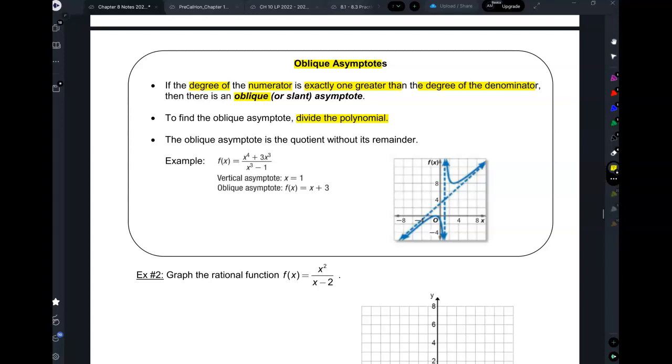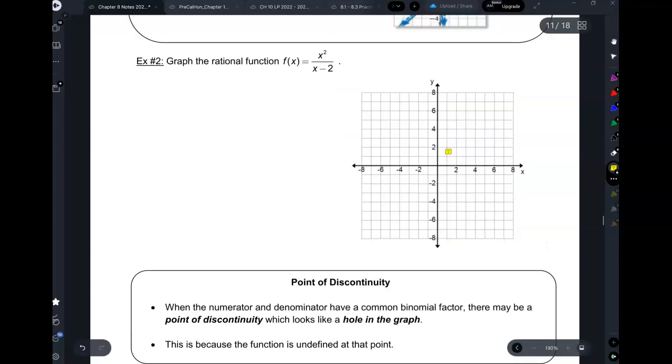Okay. So the oblique asymptote, when you do the division, is the quotient without the remainder. So you throw away the remainder and it's just the quotient. So here, the vertical asymptote, right? X cubed equals 1, x equals 1. And then when you divide, the oblique asymptote is y equals x plus 3. And you just graph it Algebra 1 style, and that's your asymptote. Okay, let's do one here.